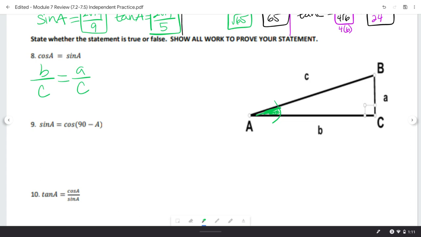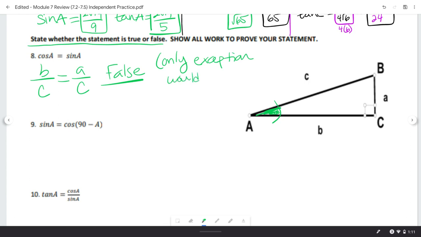So are those equal to each other? No, this is false. That's what we're figuring out. We're figuring out if the statement is true or false. Now, the only time that this would be true, the only exception, would be if A equals B. So if, let's say, both of those sides are 4, this is 4 and this is 4, then yeah, that statement would be true. But that's the only time that would be true.